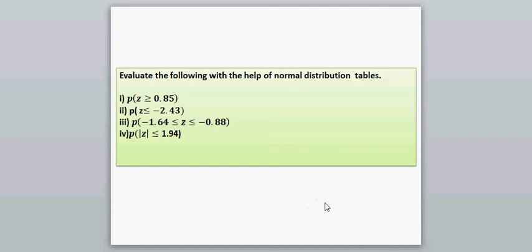So in this problem, we will evaluate some probabilities of normal distribution curve with the help of normal distribution tables. First problem is find the probability value that z is greater than or equal to 0.85. Here the sign is also important. It is a plus 0.85.